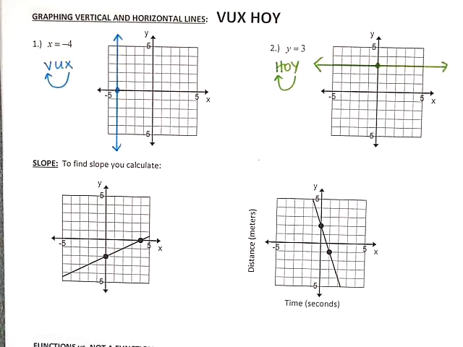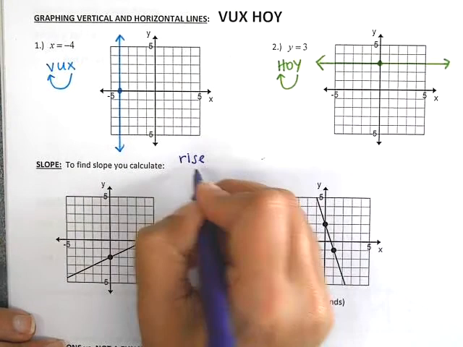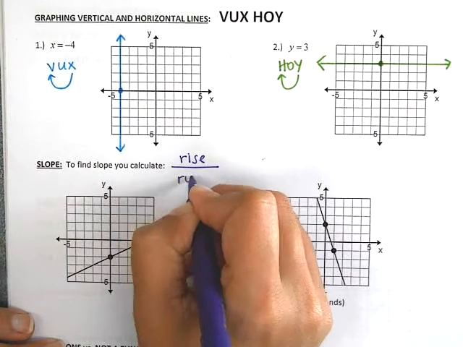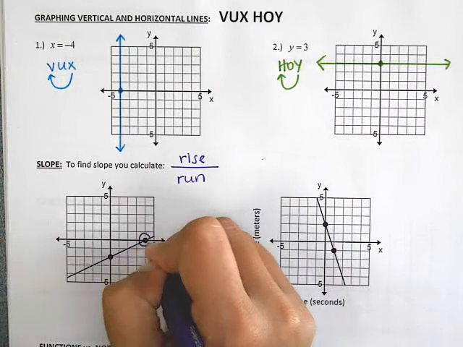Next, we talked about slope. So to find slope, we're going to calculate two things. We're going to look at the rise and we're going to look at the run. So I can start at either one of these points. Let's say I decide to start here.